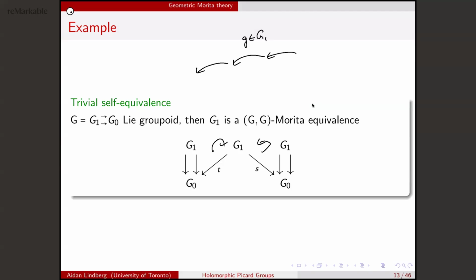And then what the principality condition is saying here is, if I have g in G1, let's say it maps to x in G0, now what I need to do is take s inverse of x. These are all of the arrows coming out of x. And I need to identify this with s inverse of t of g. And there's an obvious map here, which is just left multiplication by g. So this is sort of the canonical example.